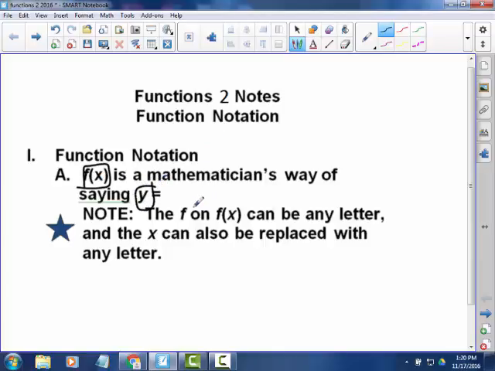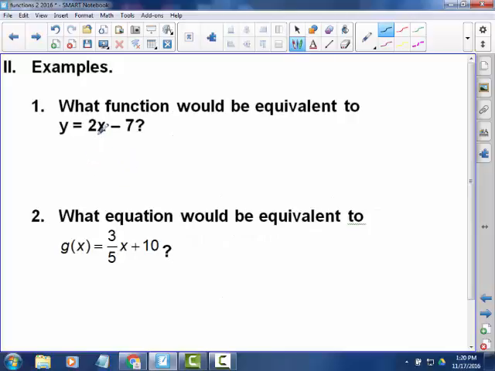It doesn't always have to be f of x. It could be g of x, could be h of x, could be p of t. The idea is it's going to be a letter outside the parentheses, and then inside the parentheses is going to be your variable that's in your equation. For instance here, x is the variable in my equation, so I'm going to replace y with f of x. So f of x equals 2x minus 7 would be an equivalent function.